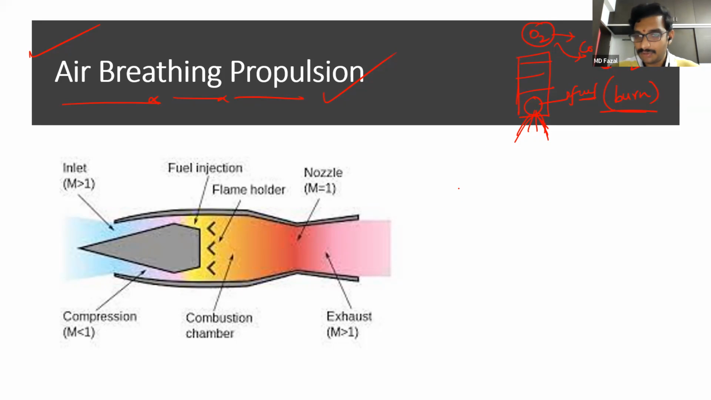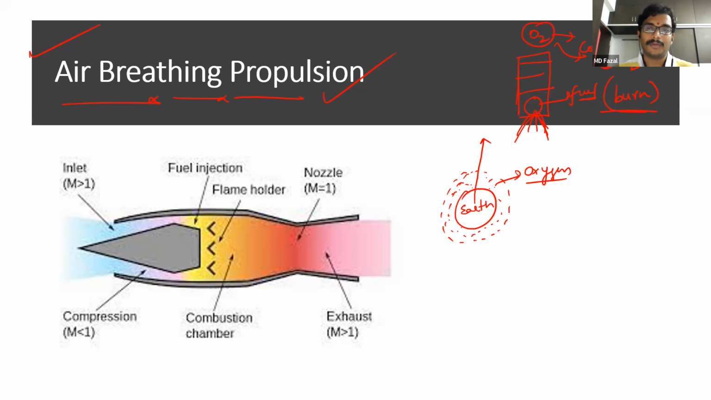Now, our atmosphere, if you take Earth, the satellite will go above it, no doubt. But till the time it is going, our atmosphere is full of oxygen. Yes or no? So why can't we use the oxygen present in the atmosphere itself rather than carrying it? That is the idea behind developing air breathing propulsion systems.